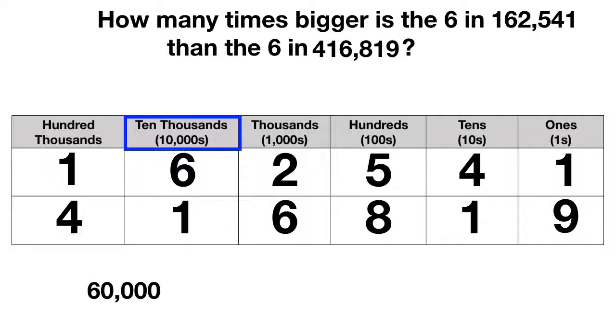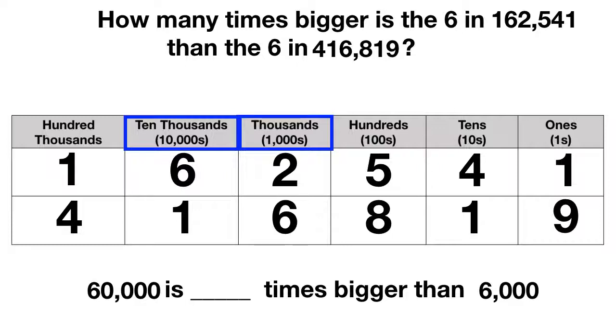Now, what place value is the 6 in 416,819? Well, the 6 in the second number is in the thousands place. What's the value of 6 thousands? 6 thousands has a value of 6,000. And so we want to answer that 60,000 is how many times bigger than 6,000.